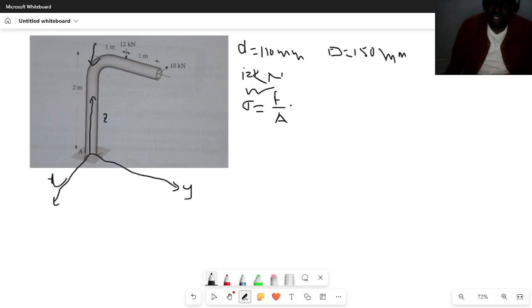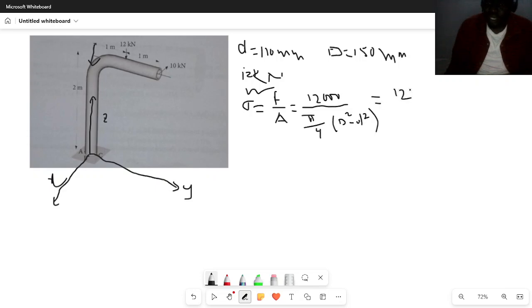What is F in this case? F is 12, the force 12 kilonewton. So you can put it 12,000 divided by the area. But now what is the area? This element here has inside and outside diameter. Under this case, the area is pi over 4, you open big D squared minus small d squared.